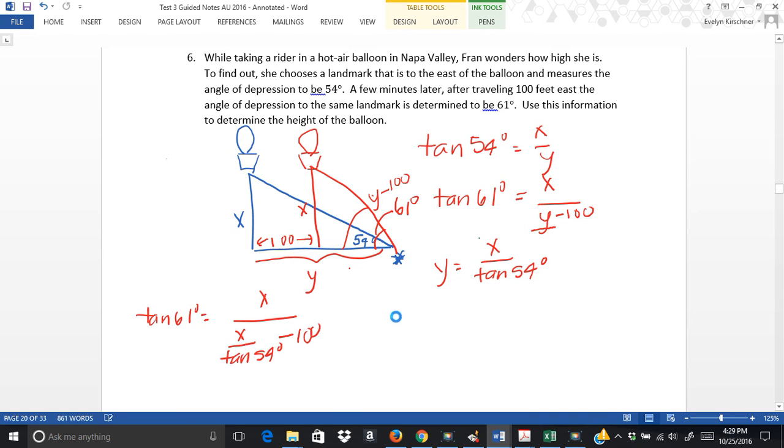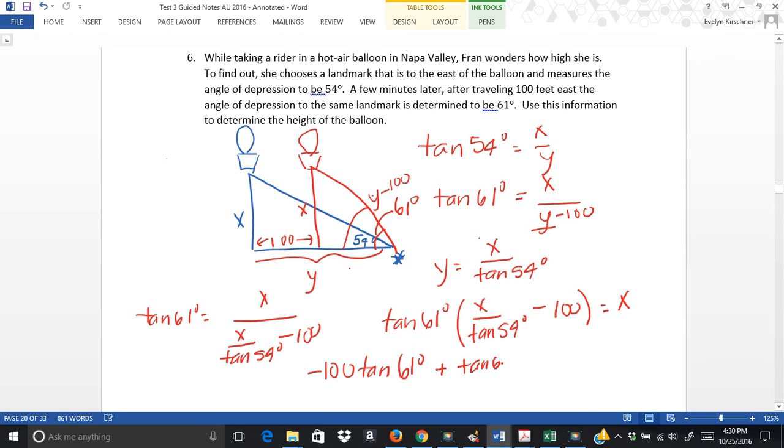So I'm going to cross multiply, so I have tan of 61 degrees times x over tan of 54 degrees minus 100 equals x. I have negative 100 tan 61 degrees plus tan 61 over tan 54 times x equals x. I'm going to bring the x's to one side.